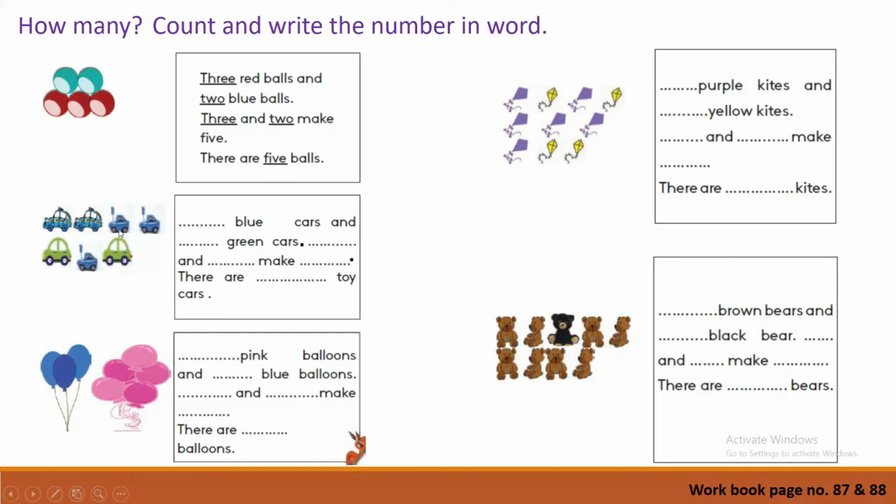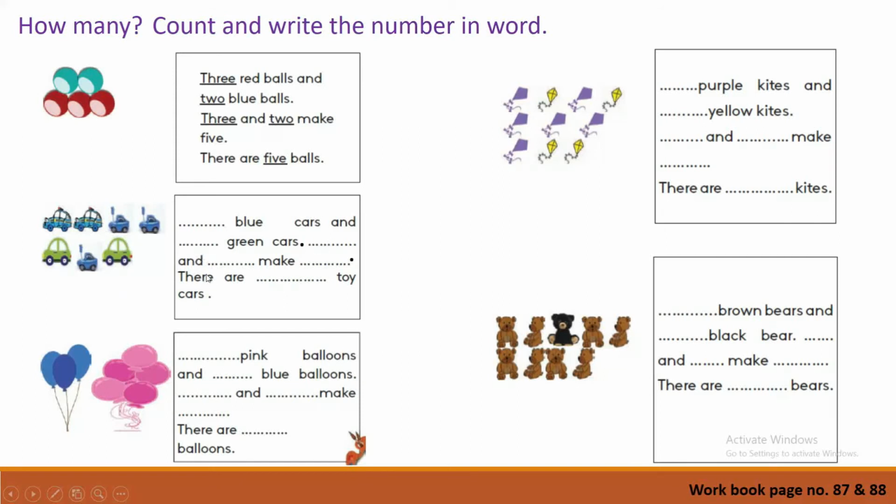We have to count. How many blue cars? Count and tell me. 1, 2, 3, 4, 5. There are 5. Then you have to write the word 5. F-I-V-E. 5 blue cars and green cars. How many green cars here? 1, 2. Very good. Then you have to write the word 2. T-W-O. 2 green cars. Okay.